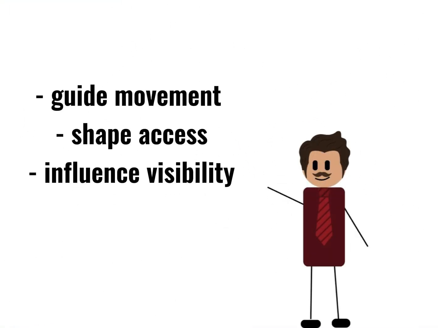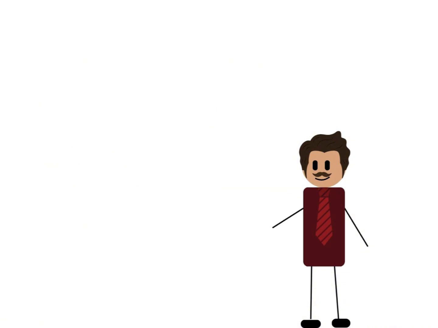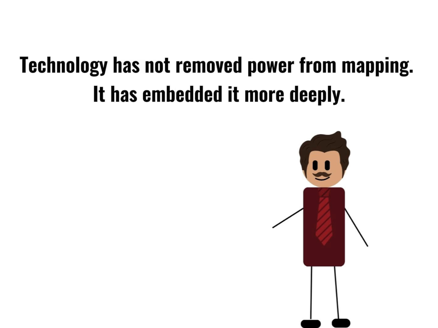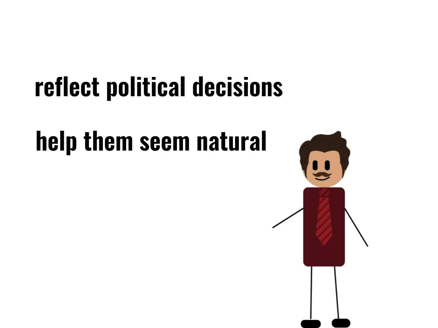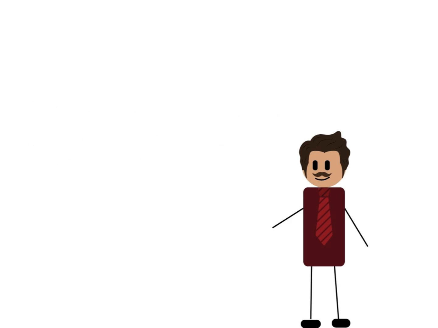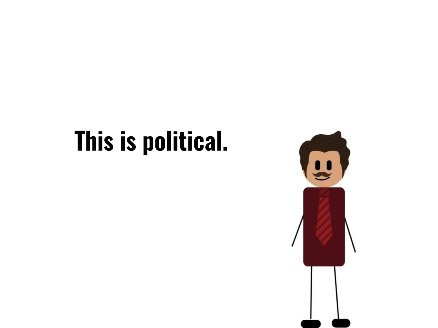Digital maps guide movement, shape access, and influence what we see. Borders appear differently, depending on who is viewing them. Technology has not removed power from mapping. It has embedded it more deeply. Maps do not just describe the world, they organize it. They reflect political decisions and help make those decisions seem natural. This is political.